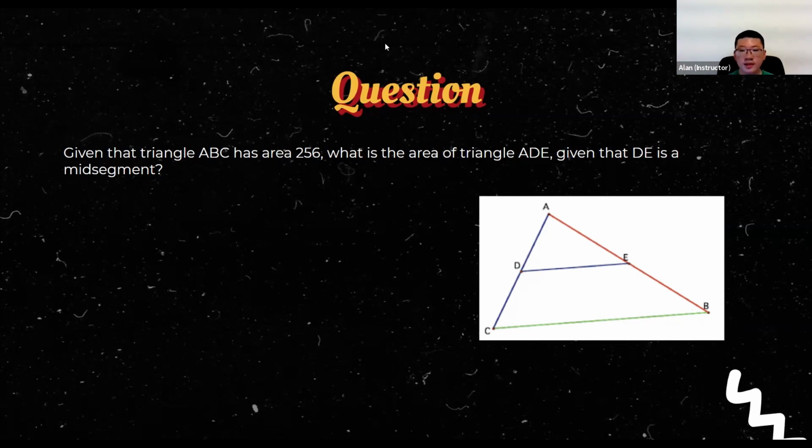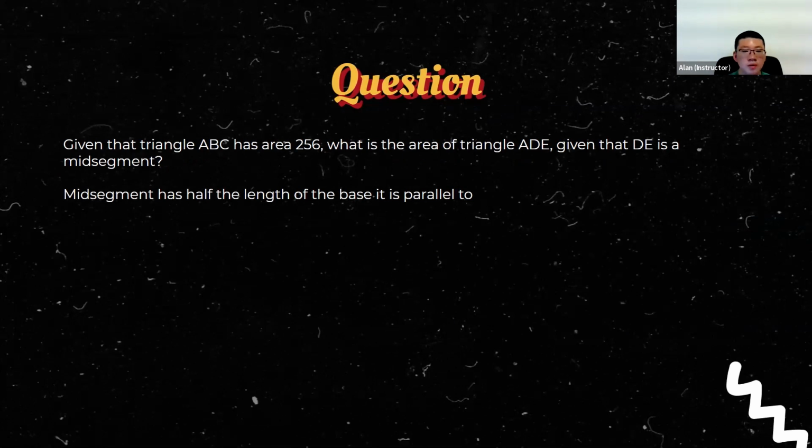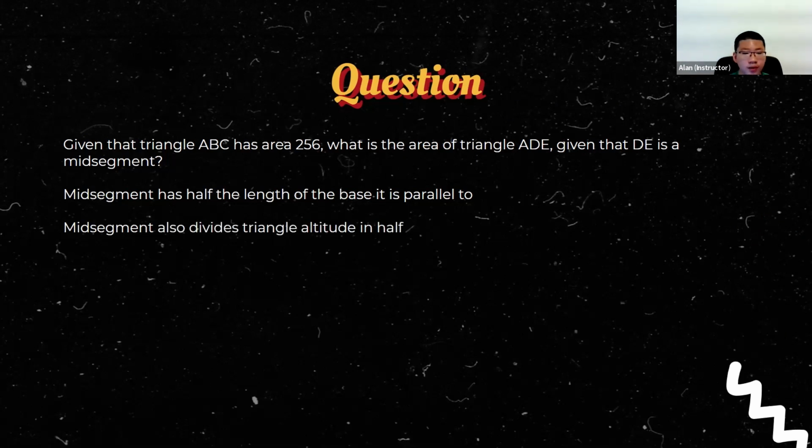Alright, so I see that some of you have gotten it, so now I'm going to go over what to do. So, here's the question again. Well, you know that the midsegment of a triangle has length equal to half the base that it's parallel to. And you also know that the midsegment divides the altitude of the triangle in half.